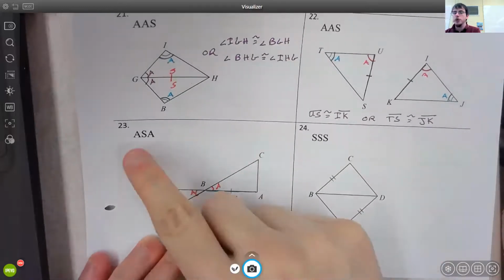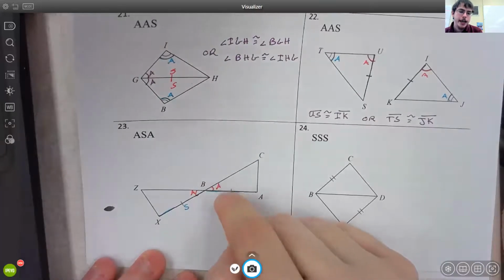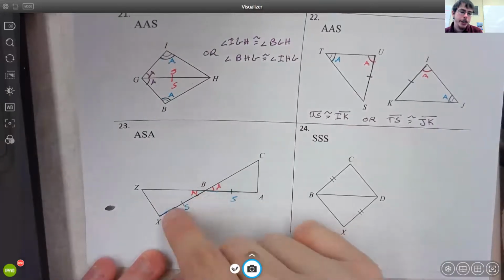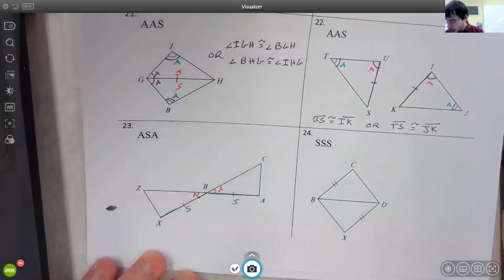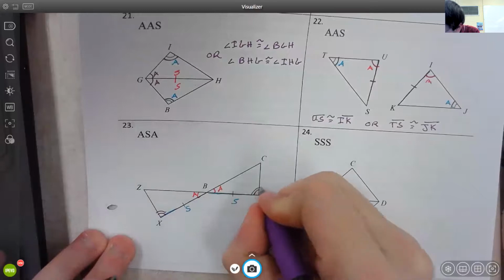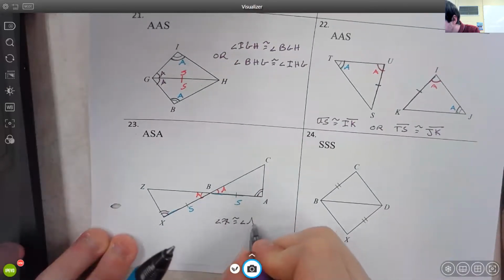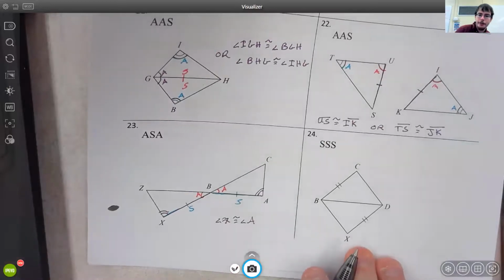as well. And we want to do angle, side, angle. So we need one more pair of congruent angles. And the side has to touch it because it has to be in between the two angles. So that means that angles X and A have to be congruent. Angle X has to be congruent to angle A.